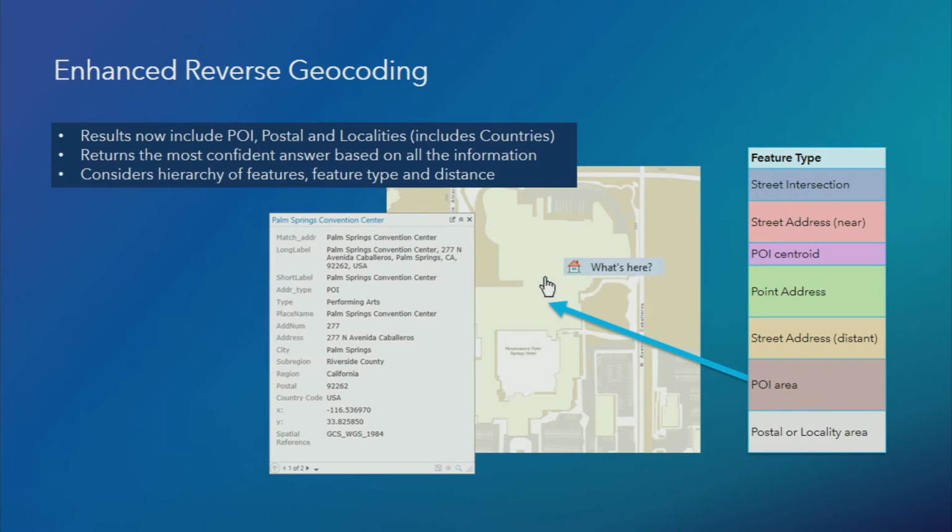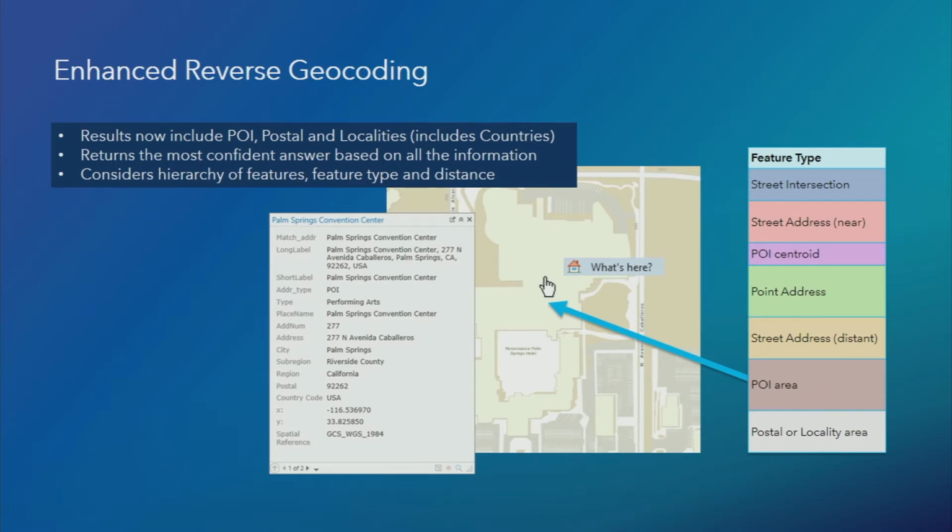So one thing we introduced recently is enhanced reverse geocoding capability. So what do we mean by this? We mean that when you're reverse geocoding, you can now find results for different types of places, including POI results, postal results, and localities, including countries. And this is working through our ability to leverage different polygons. So in the past, when you were reverse geocoding, we were trying to find the closest point. Now we're actually able to leverage polygons for these different types of features.